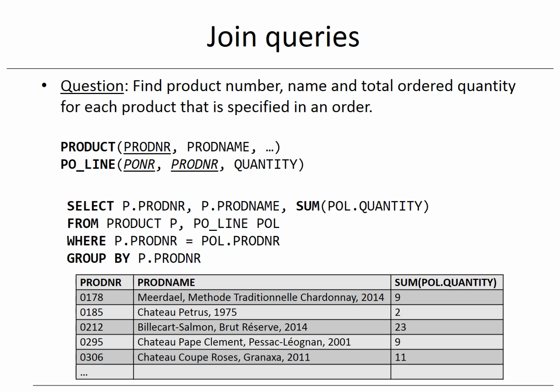This query will first join both tables based upon corresponding product number. The group by clause will then group the join result by corresponding product number. For each group, the product number, product name, and sum of the order line quantity will be reported. You can see the resulting outcome at the bottom of the slide.